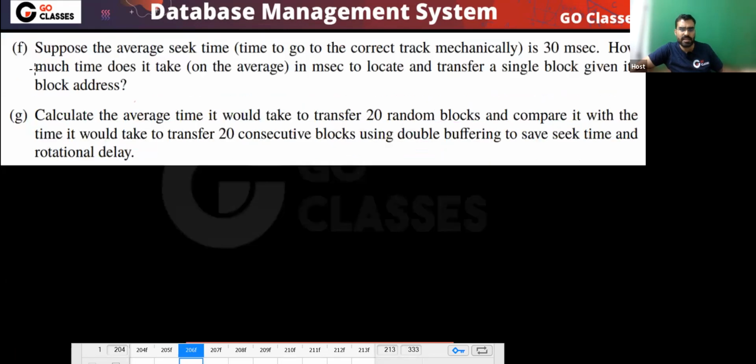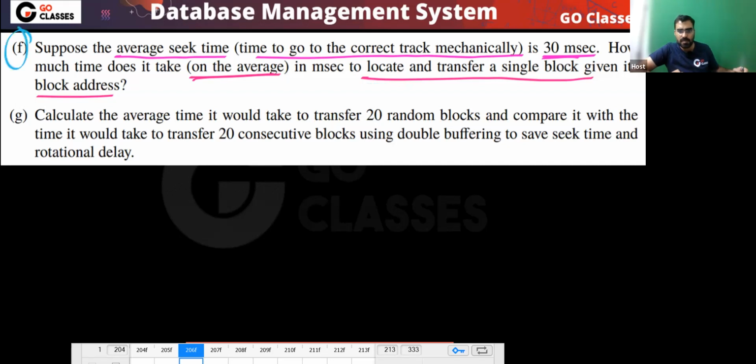Okay, now let's see the next. Suppose the average seek time is given to you, the time to go to the correct track mechanically. This average seek time is already given as 30 milliseconds. How much time does it take on average, in milliseconds, to locate and transfer a single block given its block address? So now you have the block address, you have to locate and you have to transfer.